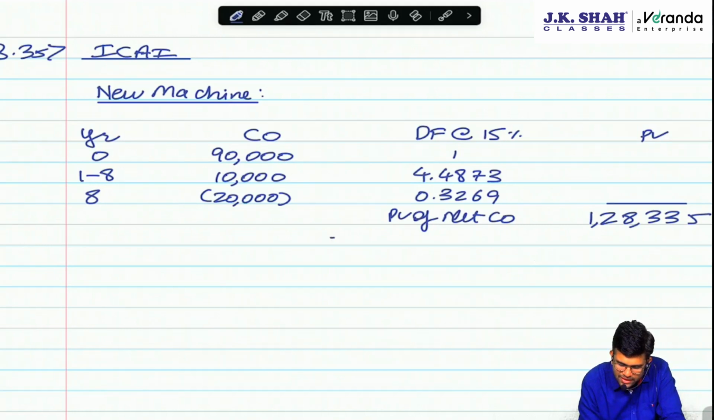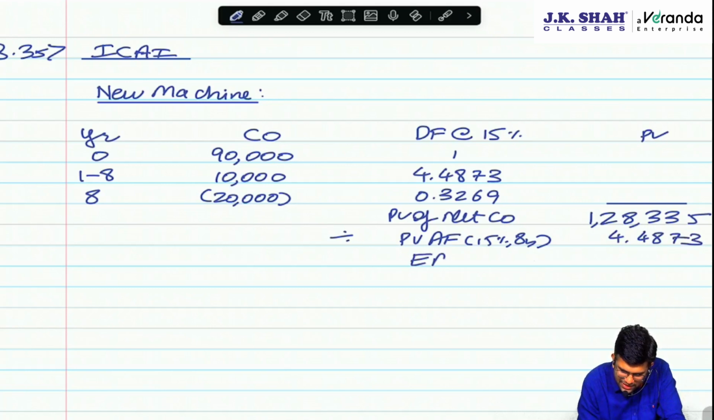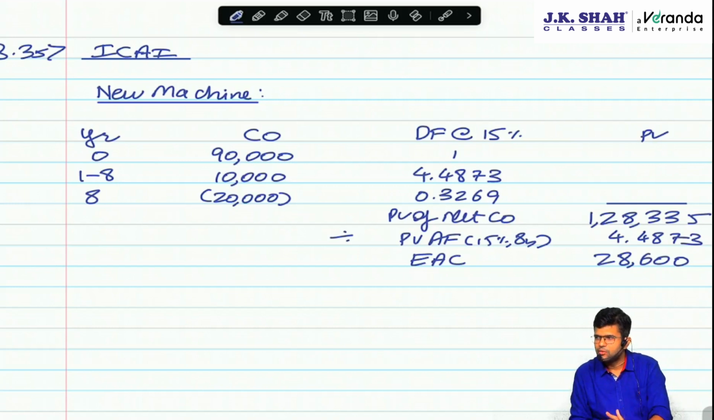Then if I divide 128,335 by PVAF for the EAC, PVAF of 15% 8 years, that is again 4.4873. Can I say I'll get EAC of 28,600. Everyone clear? Now to explain the institute's solution, I want to pause final CA and take you back to inter, to explain to you what EAC actually means.